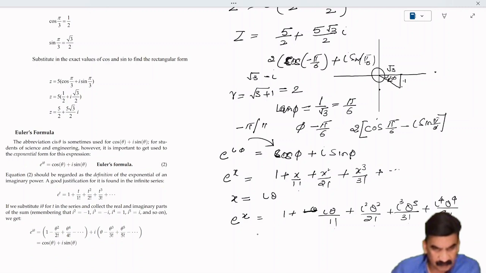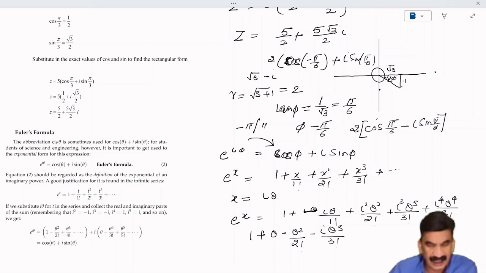So this will turn out to be 1 plus i theta. Now i squared is minus 1, so it will be minus theta squared by 2 factorial. i cubed is minus i, so it will be minus i times theta cubed by 3 factorial. i to the 4 is 1 because i squared is minus 1, squared is 1. So it will come out to be theta to the 4 by 4 factorial.